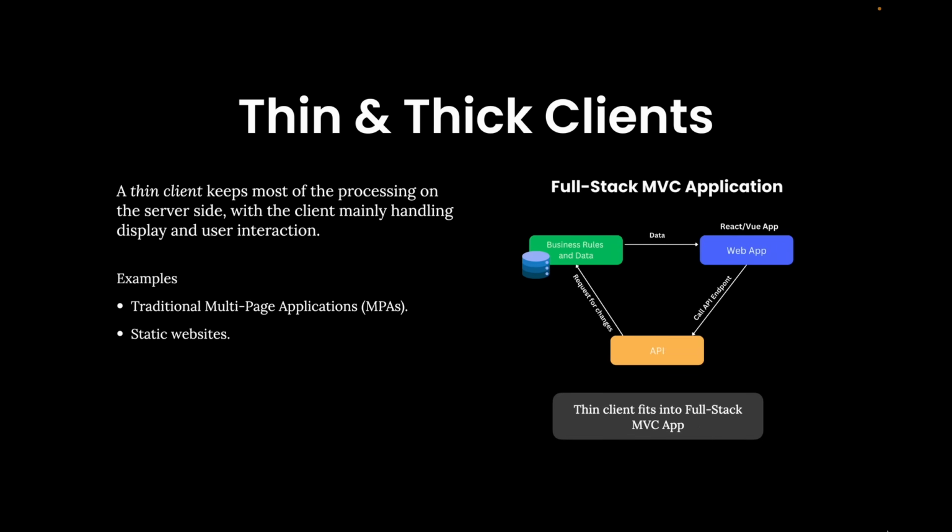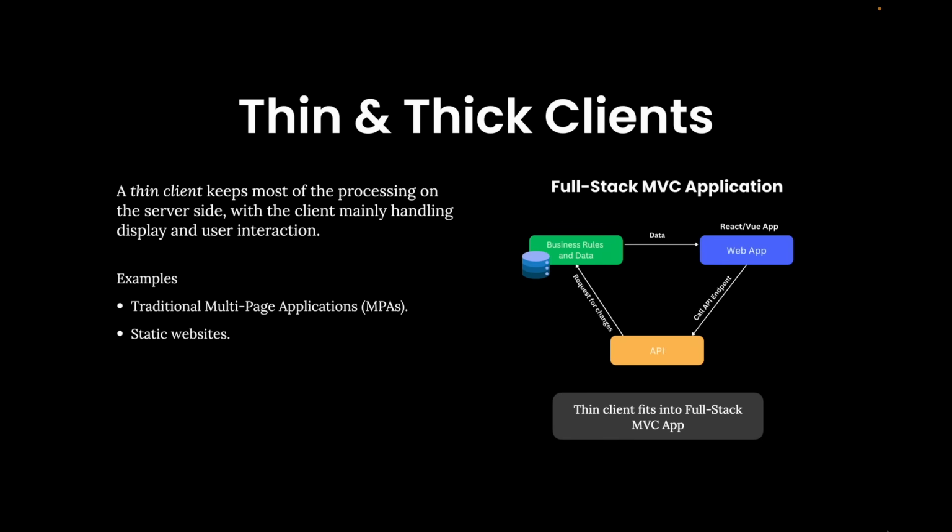Let's talk about the difference between thin and thick clients. This distinction defines how much processing happens on the client side versus the server side. So what is a thin client? A thin client keeps most of the processing on the server, while the client, the web app, only handles the UI and user interactions. This is a common approach in traditional multi-page applications and static websites. You can think of a simple HTML website or a traditional web app that reloads every time you click a button. Every interaction goes to the server, which does all the processing and sends back an updated page.